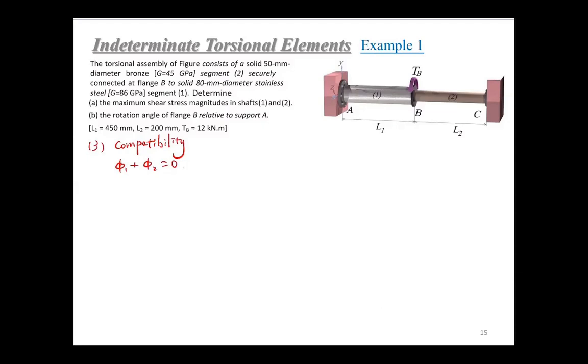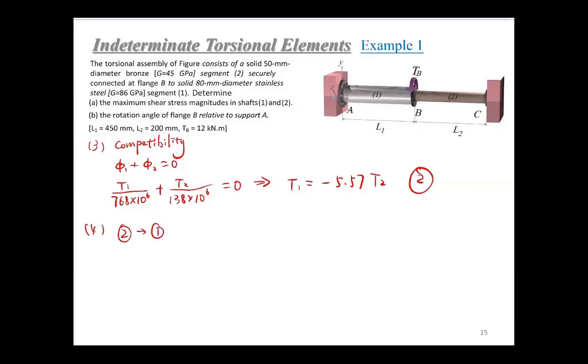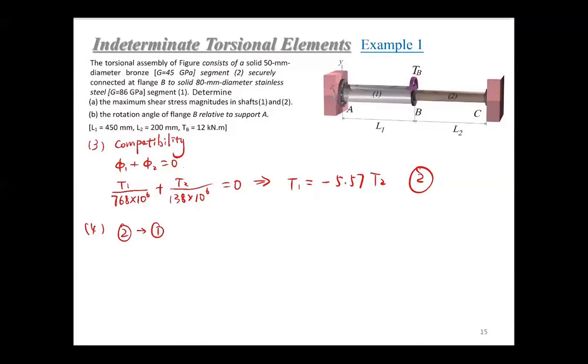Okay, from what we have got, you will get T1 over 768 million plus T2 over 138 million equals 0. Right, from here, you can get T1 equals negative 5.57 T2. This is our equation 2. Then you can put equation 2 into equation 1 here.